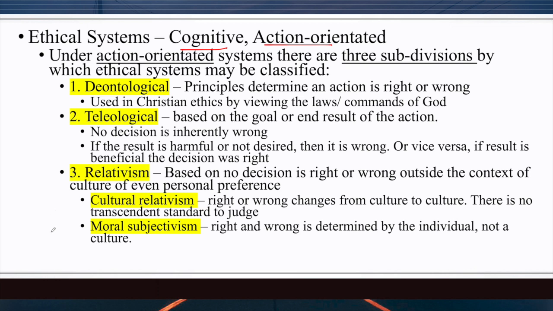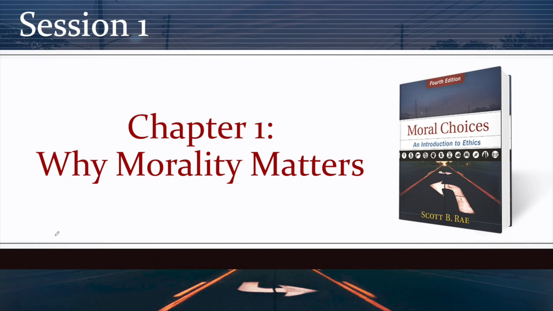Or moral subjectivism is right and wrong is determined by the individual. It's basically each individual can say what is right and wrong. So this is what all comes into play in the ethical systems that we will be looking at in our class this semester. Okay, so that is session number one. I know it was a lot. I know it's a lot to digest for the first. We need to get a basis on how to look at morality and why morality matters.